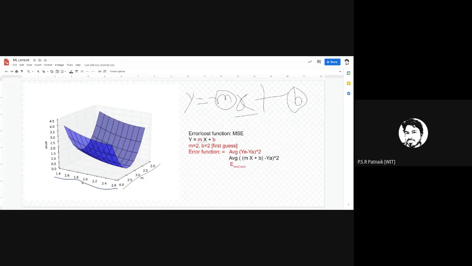So you have to find such a combination of m and b where this error plot has the least value. Where does it have the least value? If you look here, it is dropping from this side, it's dropping from this side, it's dropping from this side. So somewhere here you have the least value of this, right?